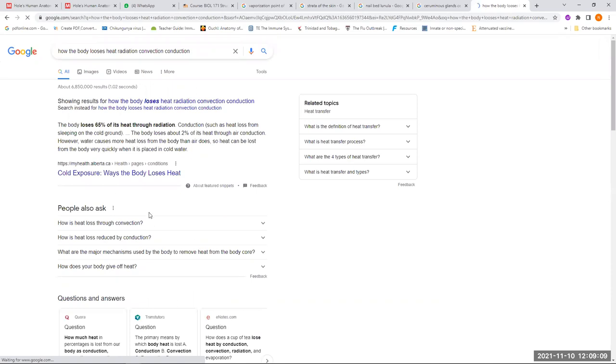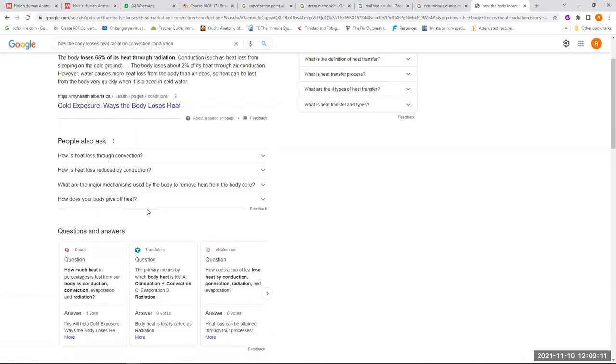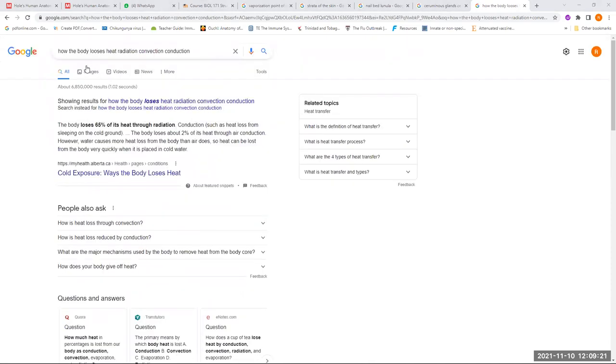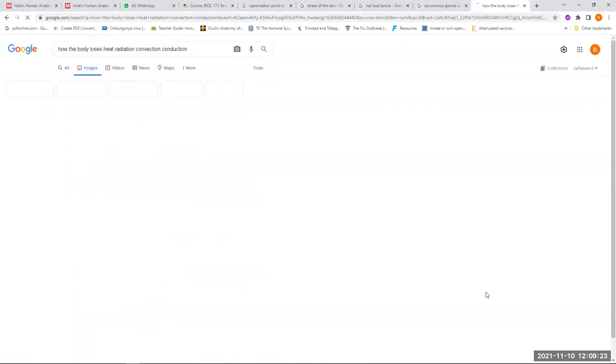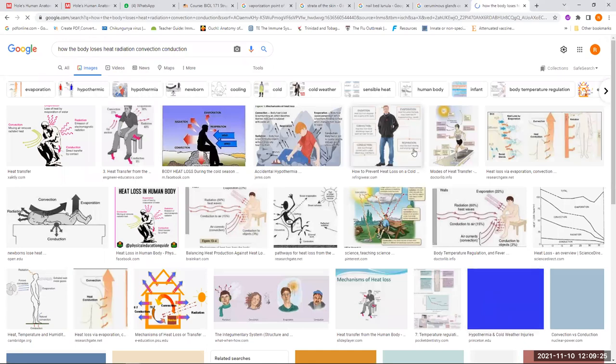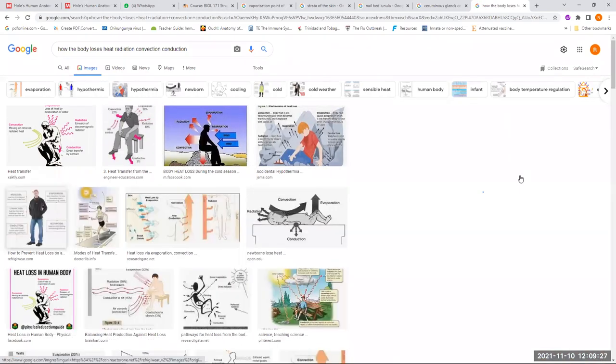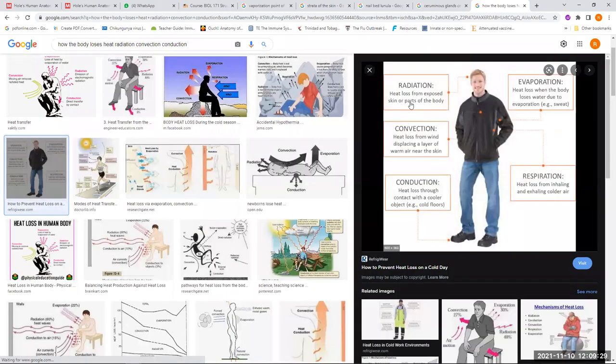Let's see if we could get an image. So there are three ways: conduction, convection, and radiation, in terms of how the body loses heat. Okay, so this actually points it out.